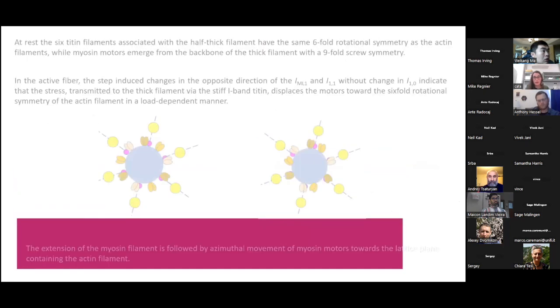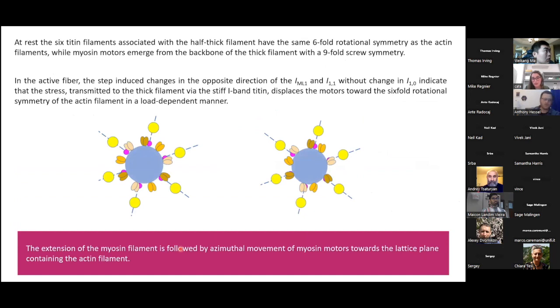And so a mechanism able to explain the relation between all of these signals is based on the hypothesis that at rest, the 6-titin filament associated with the half-thick filament, the magenta dot here, shares the same 6-fold rotational symmetry as the actin filament, the yellow dot. So they share the same lattice plane, while the myosin motors emerge from the backbone of the thick filament with a 9-fold screw symmetry.